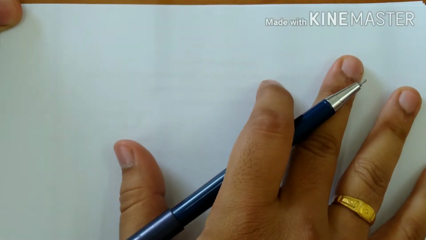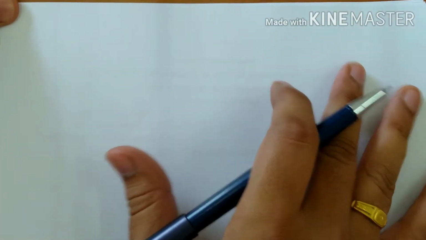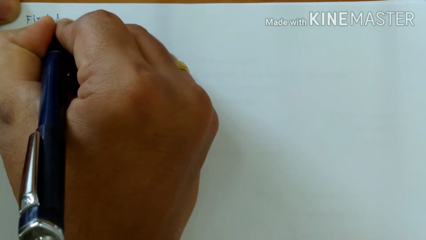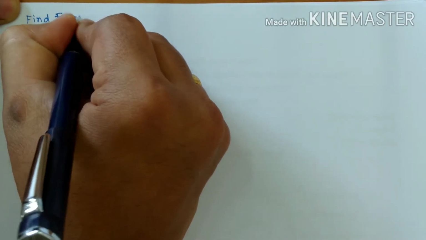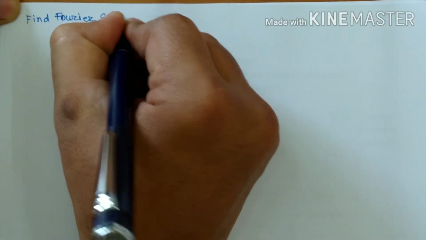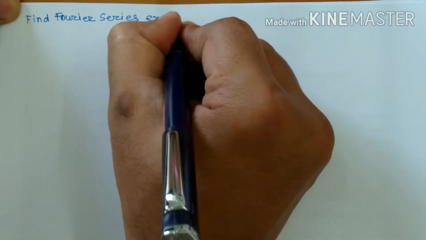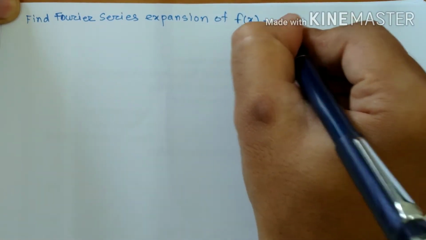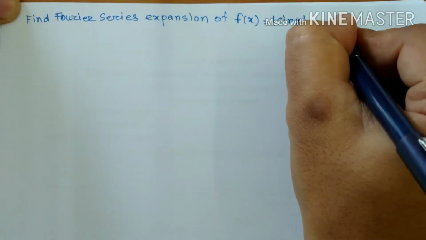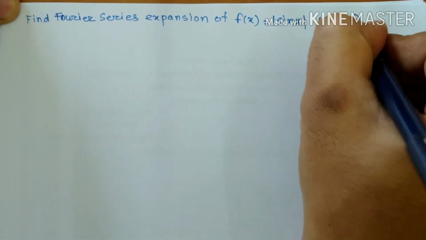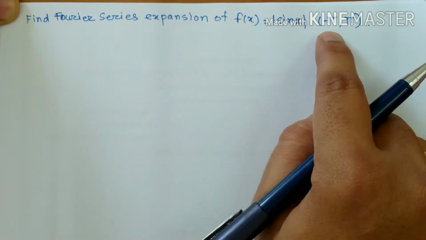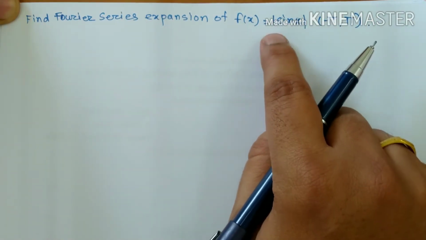Let's begin with it. Now we are going to solve one interesting problem. The question is, find the Fourier series expansion of f of x is equal to mod of sin x in the interval minus pi comma pi. Now you just think of this interval. This is of type minus L to plus L. So we need to check whether this function is even or odd.